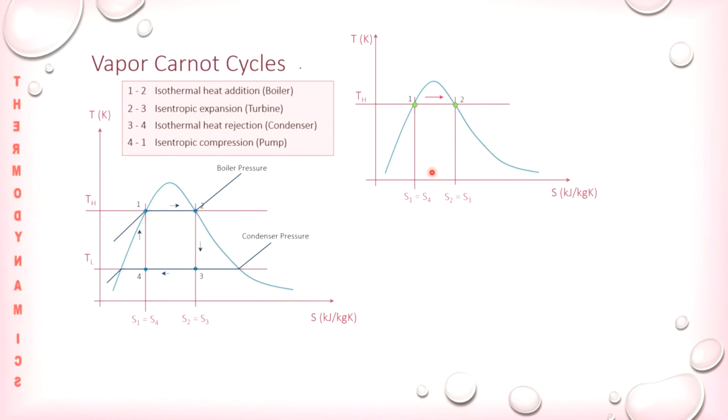So this area is equivalent to the heat supply. You can find this by taking the height multiplied by the base. So heat supply is equal to the height multiplied by the base, which is S2 minus S1, or S3 minus S4.